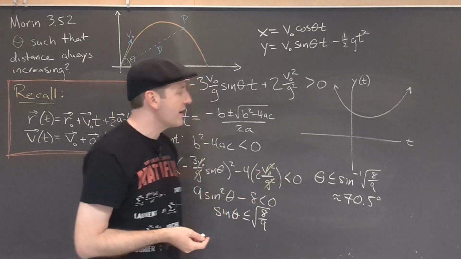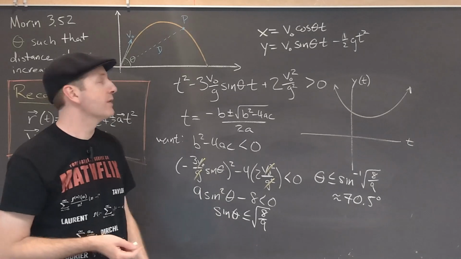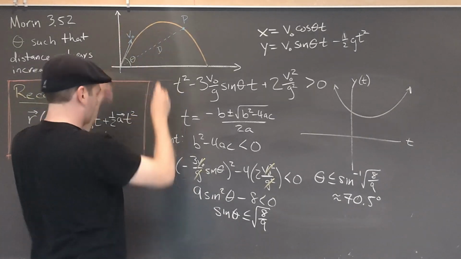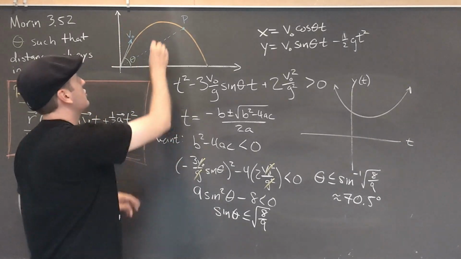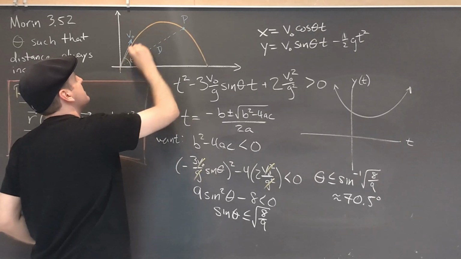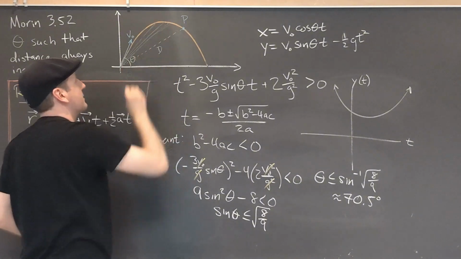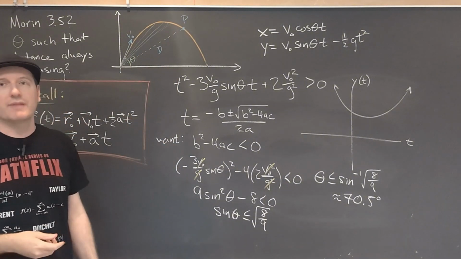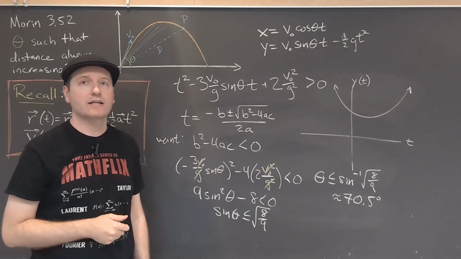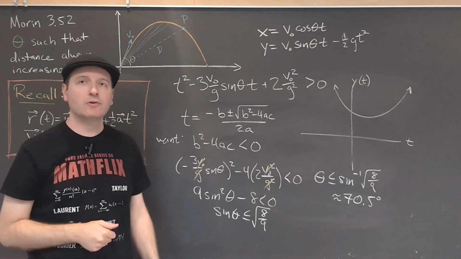But if I launch it at a greater than 70.5 degree angle, we'll end up with some point somewhere on the trajectory where the distance gets longer and then somehow gets shorter. Something that we don't want to satisfy this condition. So that is our maximal angle, QED.